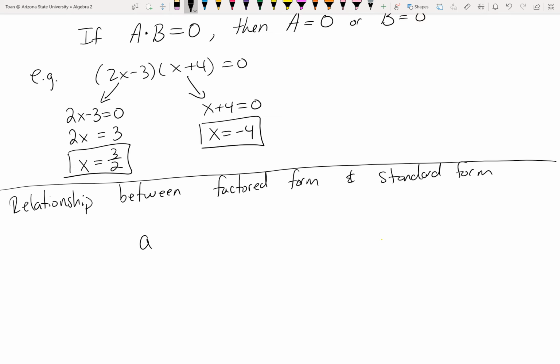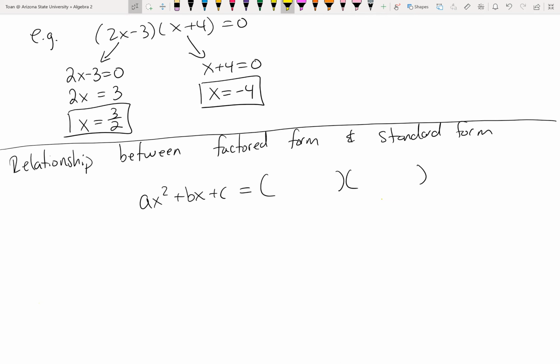So if we had standard form here, ax squared plus bx plus c, and I want to see what would happen if it equals factored form, two parentheses, this is sort of the idea. Whatever you put in these first slots has to multiply to the first term here, this entire guy. Whatever you put in the second slot has to multiply to the last number in your standard form.